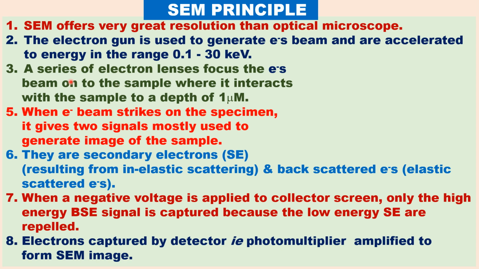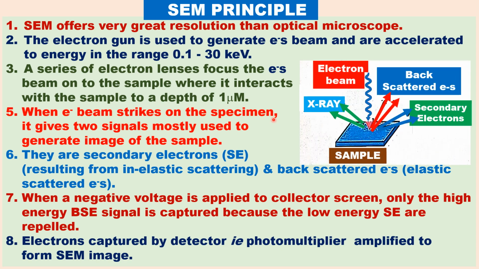It uses a series of electromagnetic lenses to focus the electron beam onto the sample, where it interacts with the sample to a depth of 1 micrometer. How much sample depth can it interact with? It can interact up to a depth of 1 micrometer. It scans the surface only, so 1 micrometer depth only.